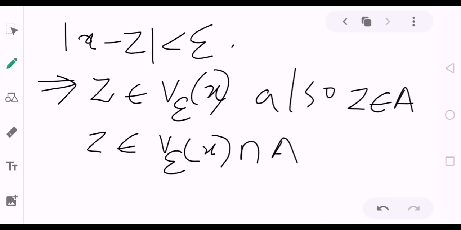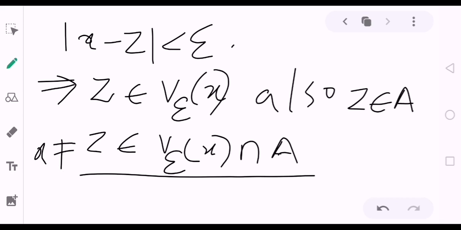So what does it mean? It means that x is a limit point of A. That is, in the epsilon neighborhood of x and A, there is a point z other than x. So there is a point which is inside the epsilon neighborhood of x and A. That means that x is a limit point of A.